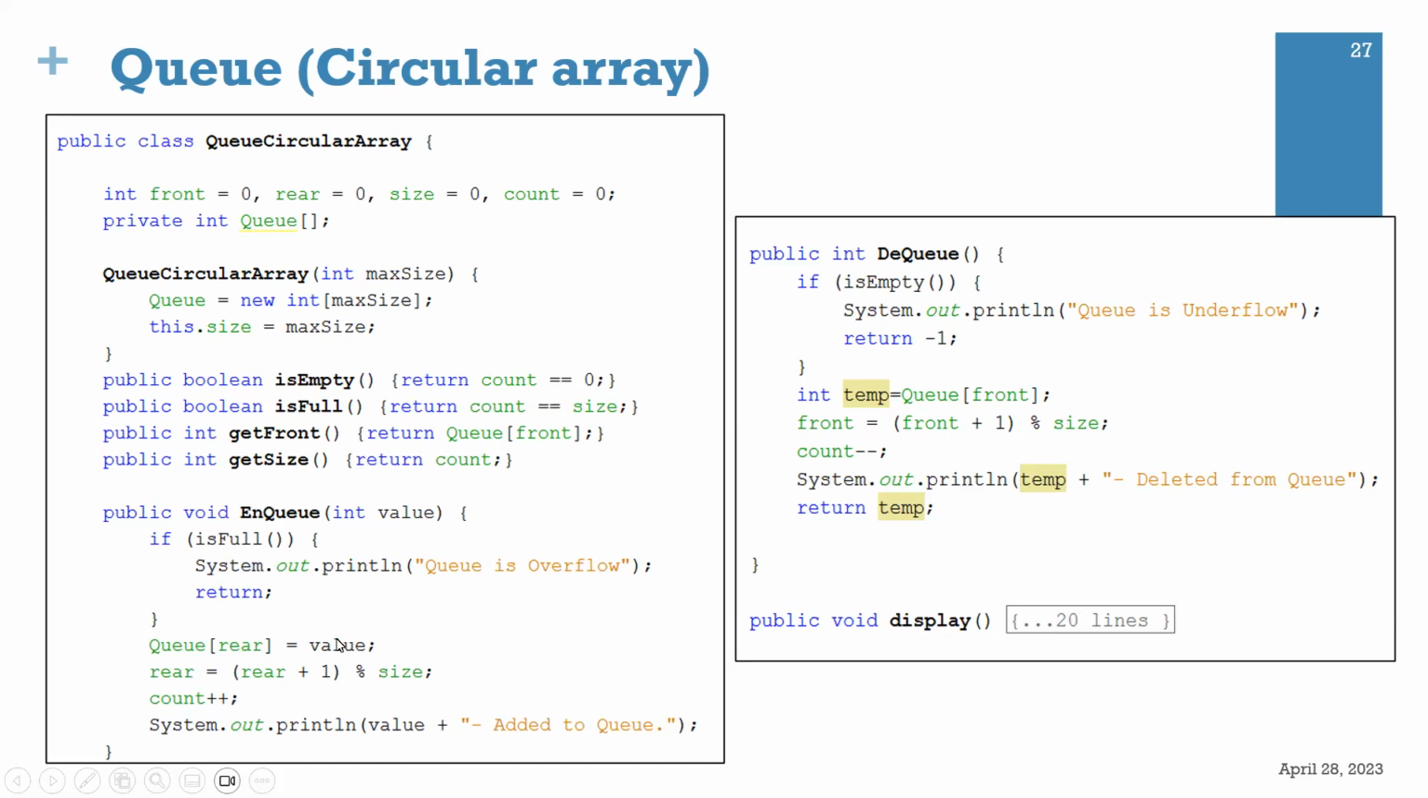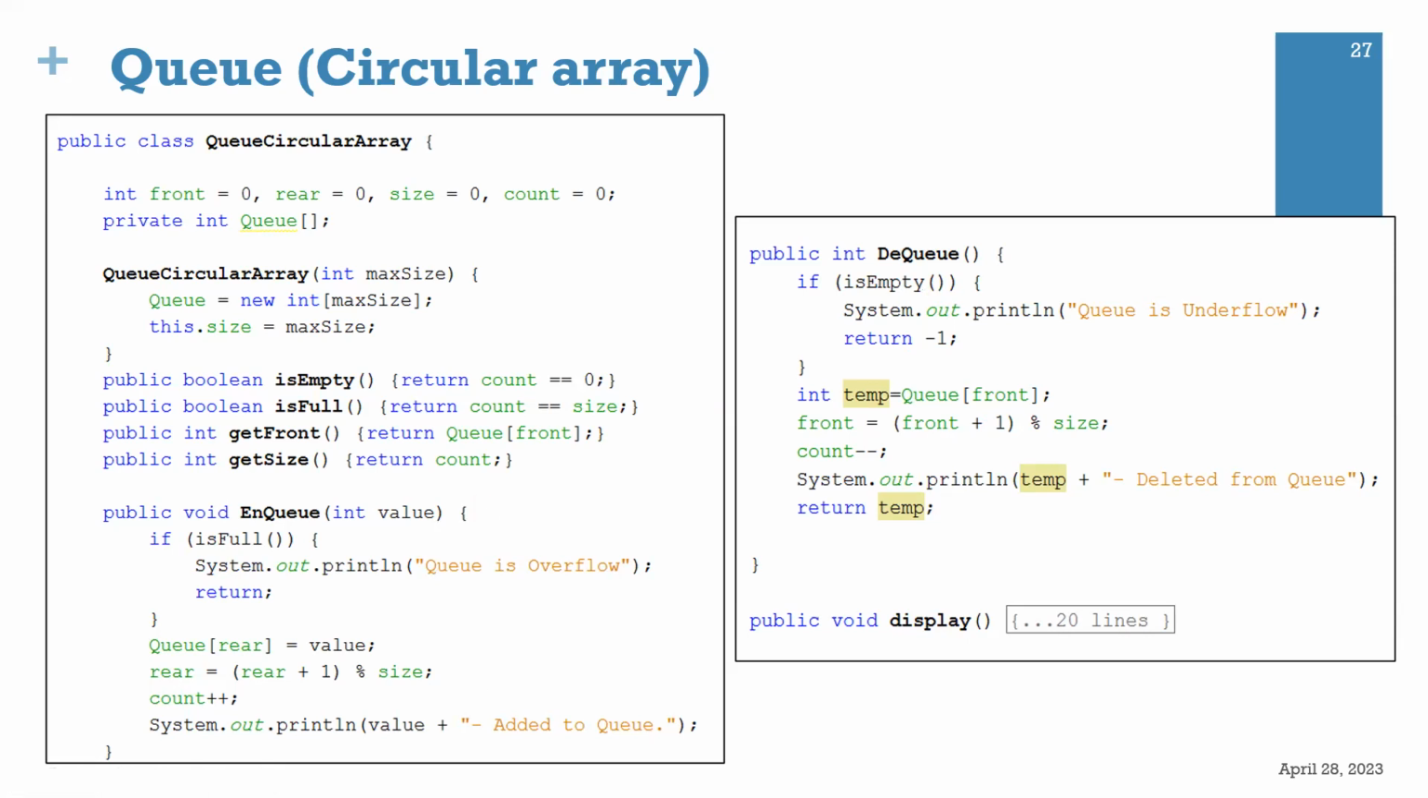So now this is NQ with modulus with size for rear. For DQ modulus with size, this is for DQ. This is for implementation using a circular array. Otherwise, all implementations are the same as in a linear array. So no difference, only that statement is the difference between a linear array and a circular array for DQ and NQ.